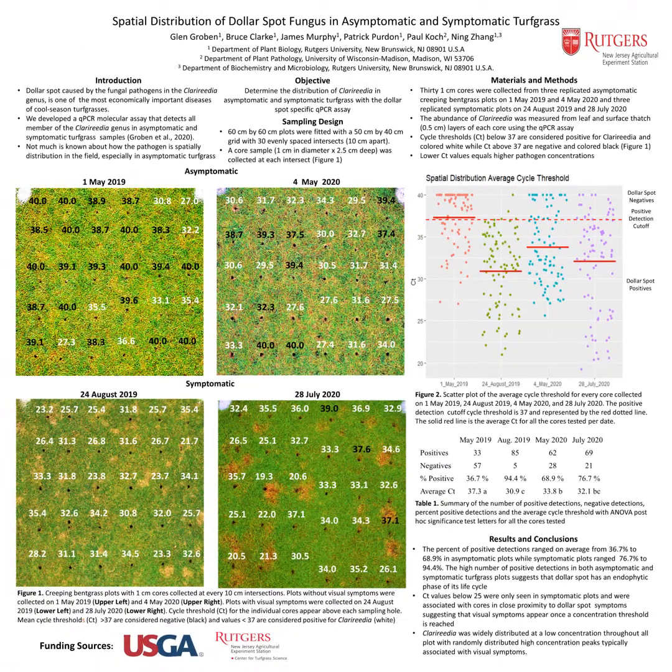Overall, Clarke is widely distributed in a low concentration throughout all plots, with randomly distributed high concentration peaks typically associated with visual symptoms.